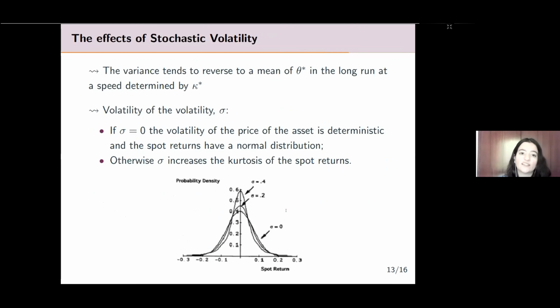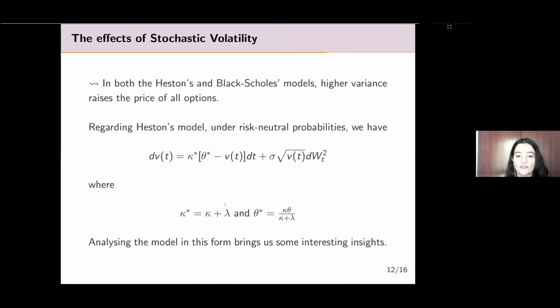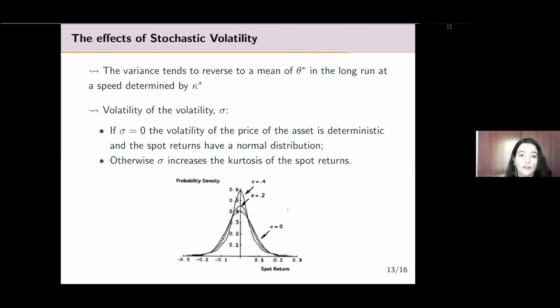First of all, we learned that the variance tends to revert to a mean of theta star in the long run, and that the speed at which this happens is determined by kappa star. And both of these parameters are influenced by risk of volatility. Now, another interesting concept that we learned is the volatility of the volatility. This can be confusing, but let me take this slowly. If we are allowing our volatility to vary randomly over time, that means that my volatility is a random variable, and therefore it has a certain variance. And the volatility is going to be essentially the square root of that variance. This is not the same sigma as the one in the Black-Scholes model, so forget that for now.